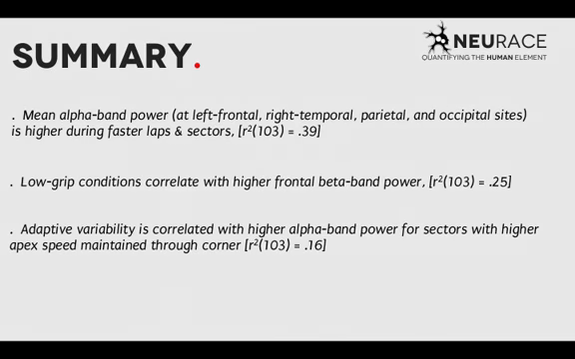So finally, just to summarize everything, mean alpha band power at left frontal, right temporal, parietal, and occipital sites is higher during faster laps and sectors. Low grip conditions correlate with higher frontal band power, and adaptive variability is correlated with higher alpha band power for sectors with higher apex speed maintained through the corner.